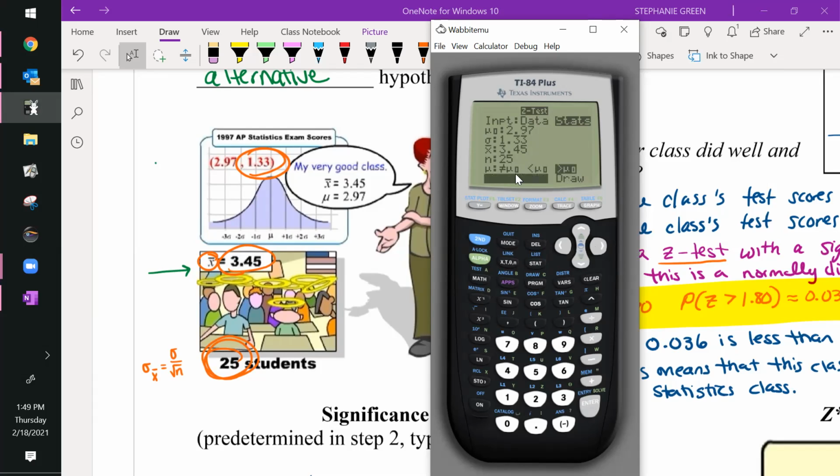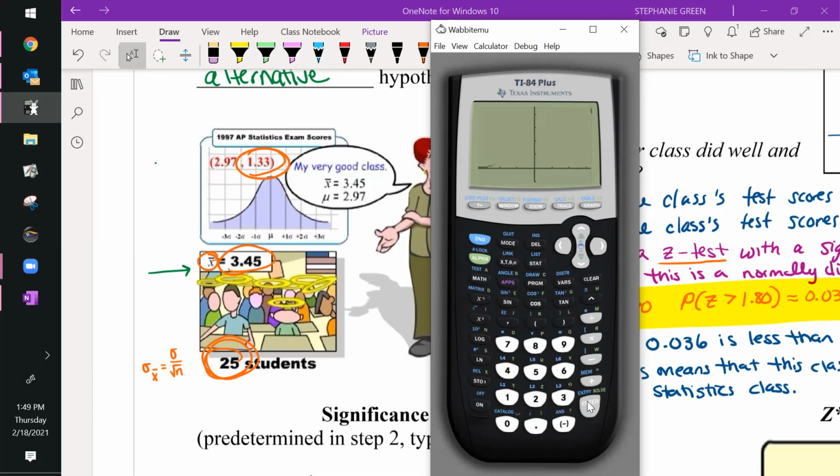And then going down, I have the option to just calculate it, or I have the option to draw it. And I like the draw option. It'll still give you the actual answer, but it gives you a nice picture to go with it, which is a great thing to sketch on your exam to get more credit.